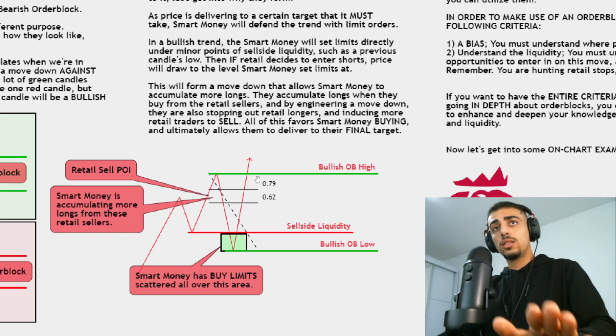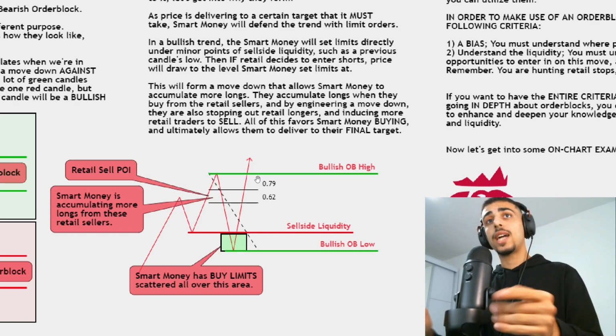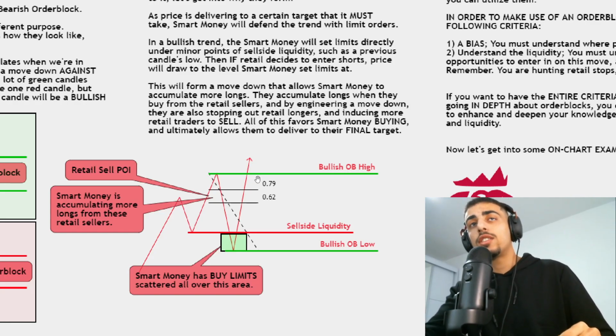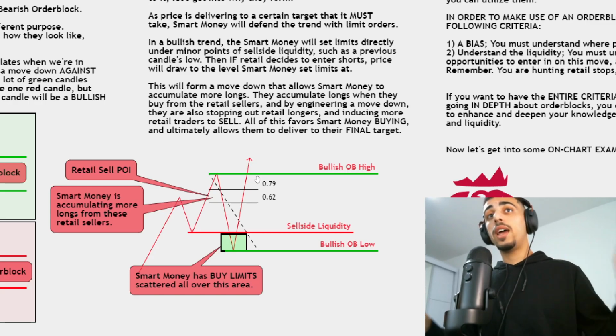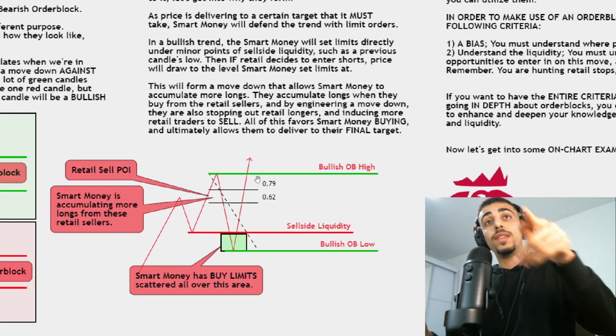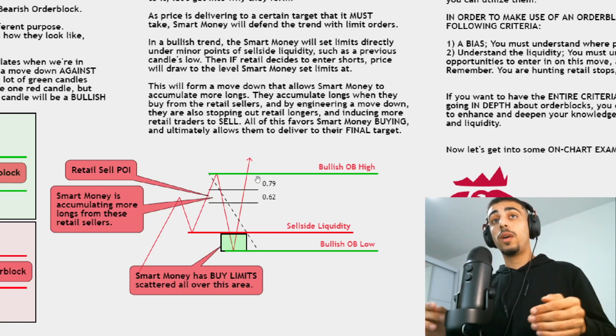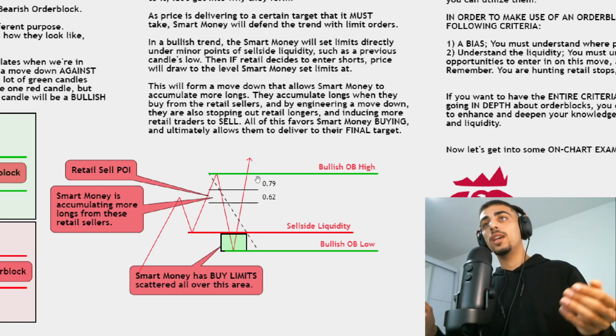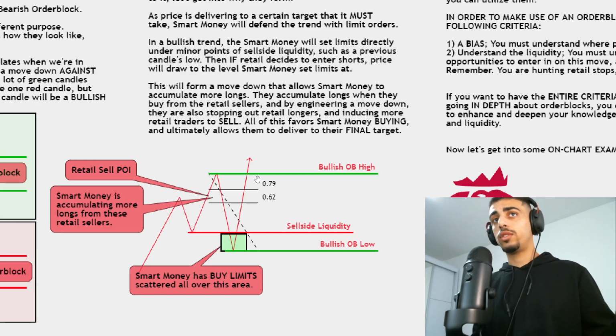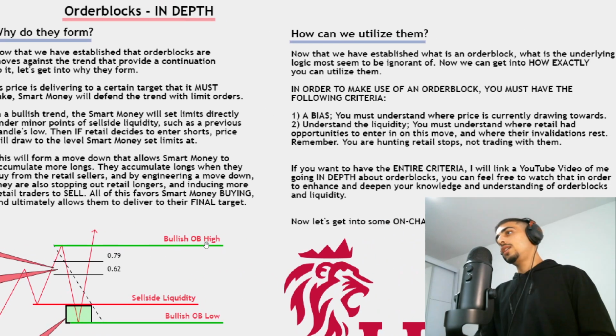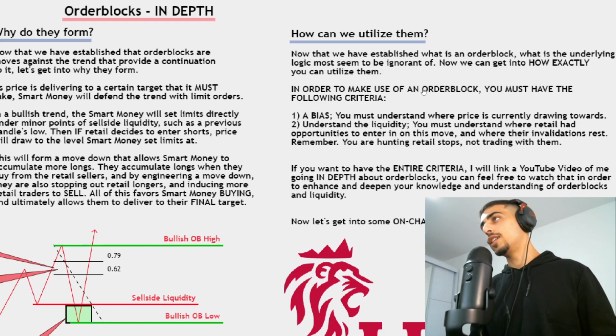The order blocks are all irrelevant once we take the target, because that is where smart money squares up their positions. And if they have squared up their positions, all of these buys from these places, then it's irrelevant. Those order blocks are not going to be high probability areas for support. So let's go on to how we can utilize them.